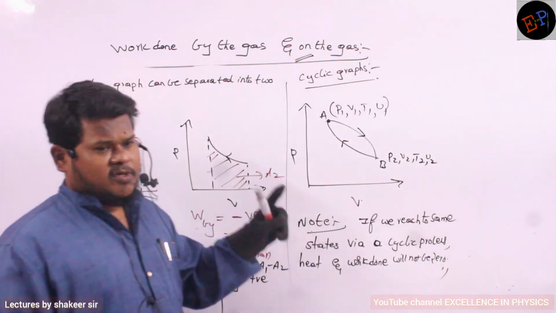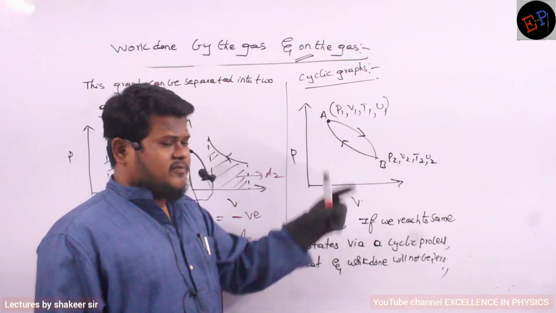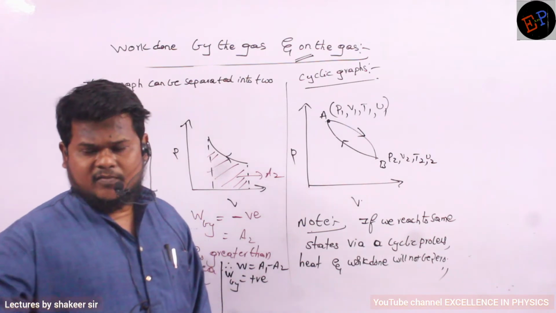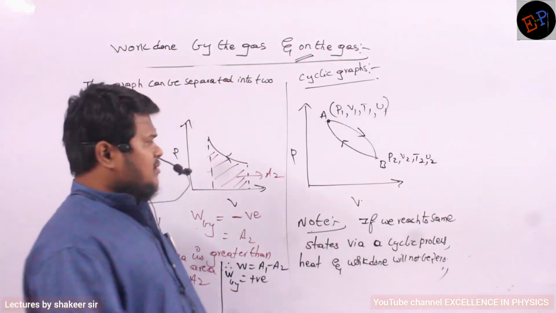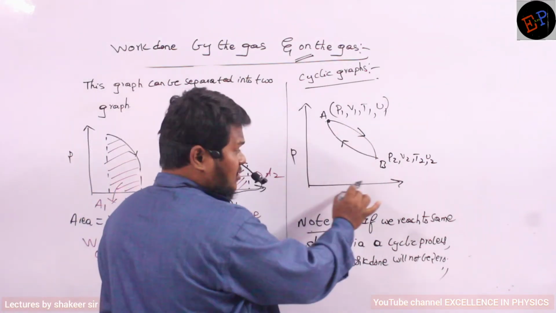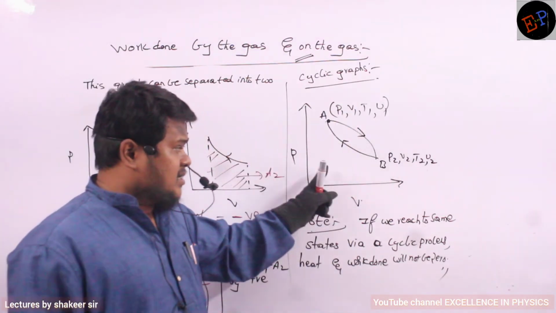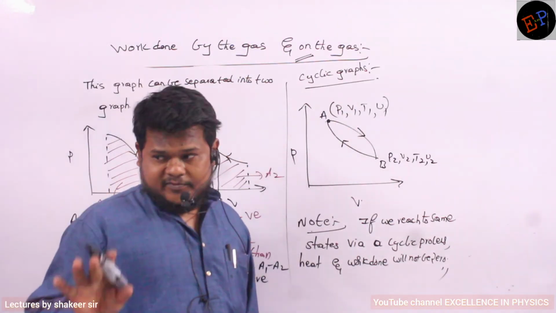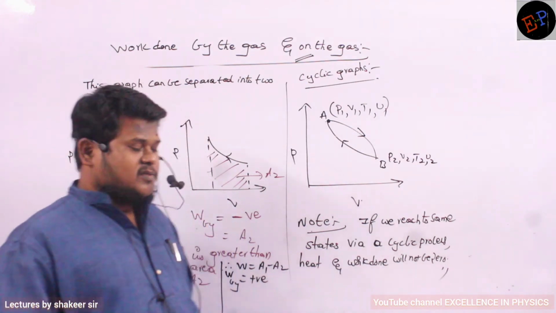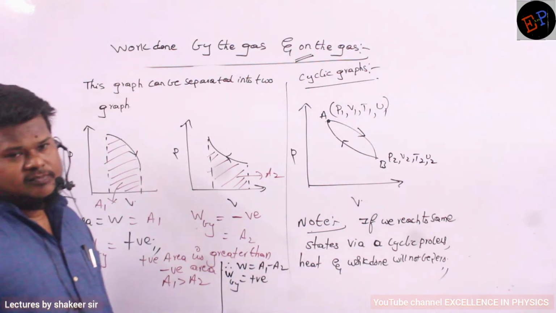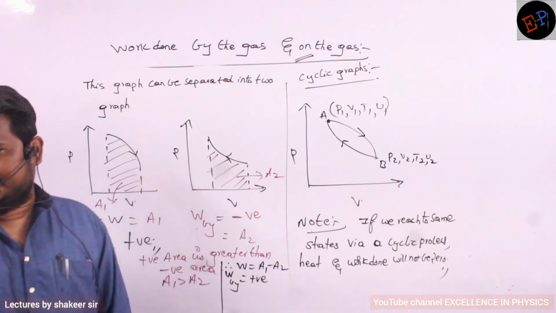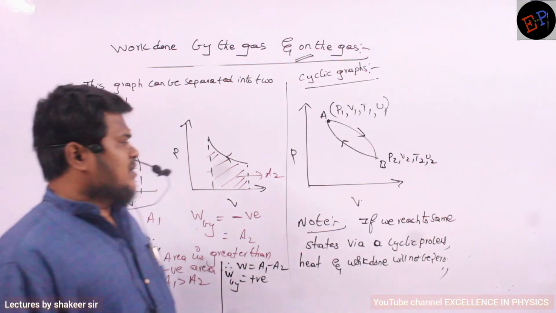Now if you see this process, is this a cyclic graph, a clockwise graph or an anti-clockwise graph? Clockwise graph. The clock will move in this direction only. So if a cyclic graph is a clockwise graph, then the work done by the gas will always be positive. This is the most important point here. Are you able to understand? So write down.